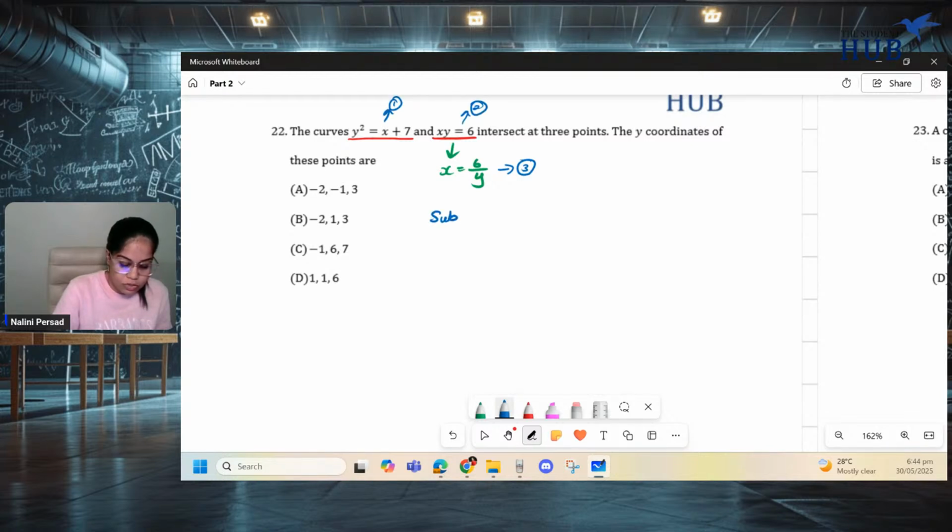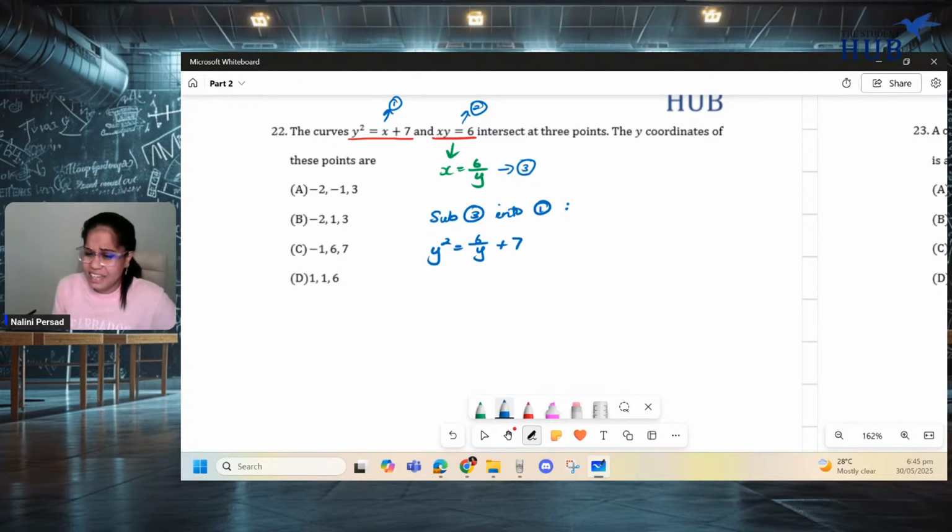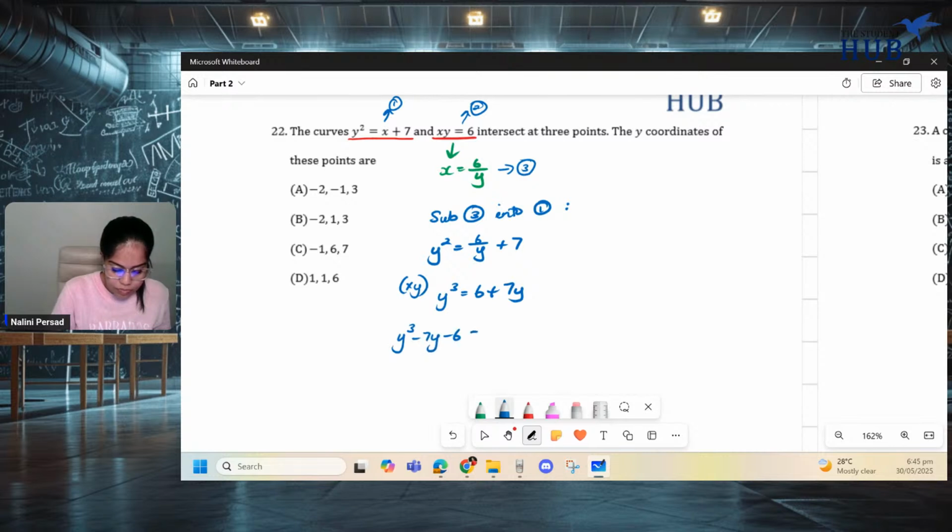So I'm going to substitute equation 3 into equation 1. X is 6 over y. Right, so that's my substitution line. And like I said, we don't like fractions here. So I'm going to multiply throughout by y to get y cubed. Multiply by y is 6, multiplied by y is 7y. So bringing everybody on one side, I get y cubed minus 7y minus 6 is equal to 0.